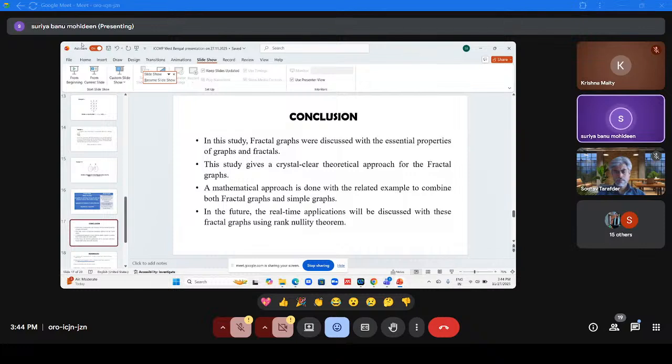So, conclusion: in this study, fractal graphs were discussed with the essential properties of graphs and fractals. This is a crystal clear theoretical approach for fractal graphs. So the mathematical approach is done with a related example to combine both simple graphs and fractal graphs. In future, real-time applications will be discussed with these fractal graphs using the rank nullity theorem.